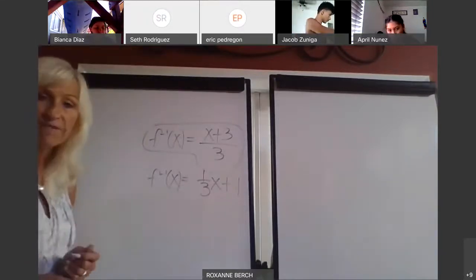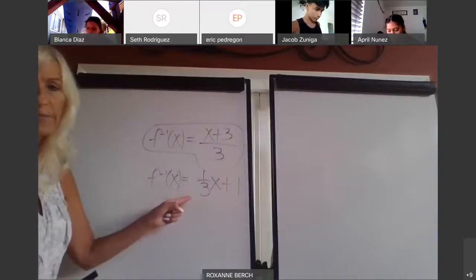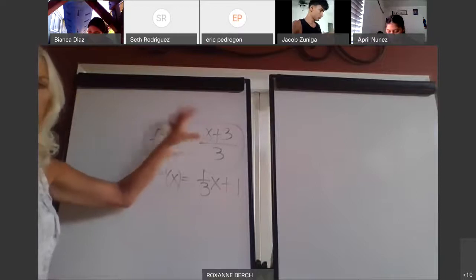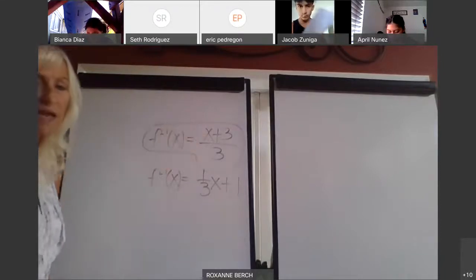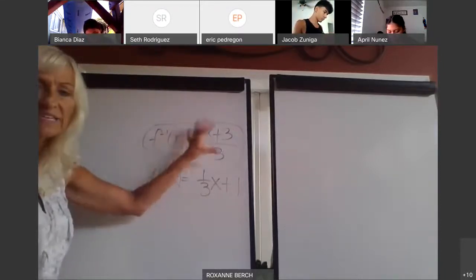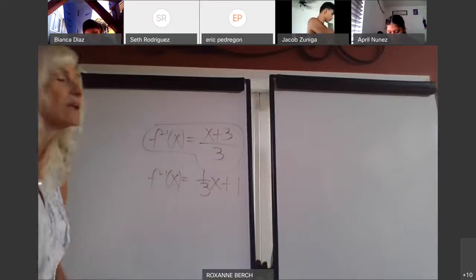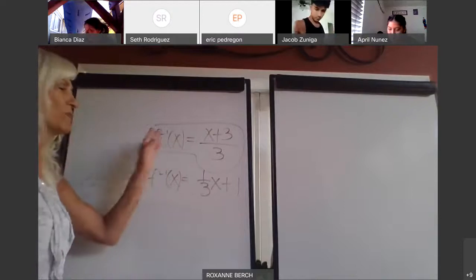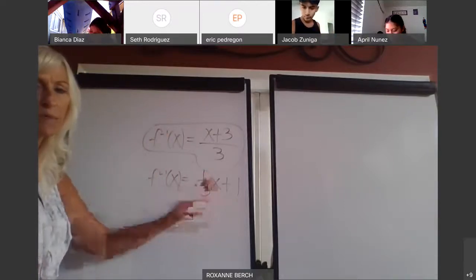Now, if you're asked to verify, do not use this. It'll be harder. So if they ask you to verify, use this one. And like I said, you're going to always leave this answer unless you're graphing. Then you would convert it. We're not simplifying it. You would convert it to slope-intercept form.